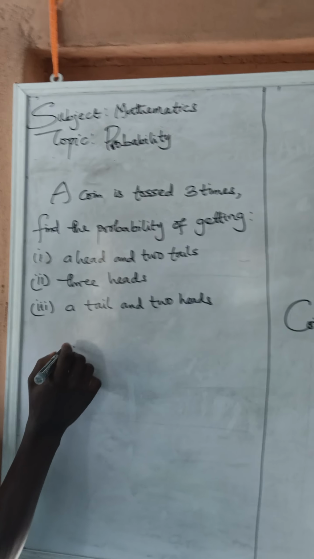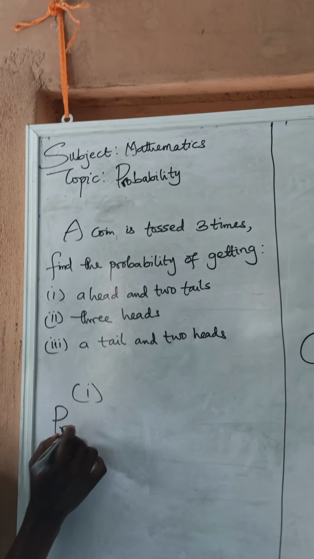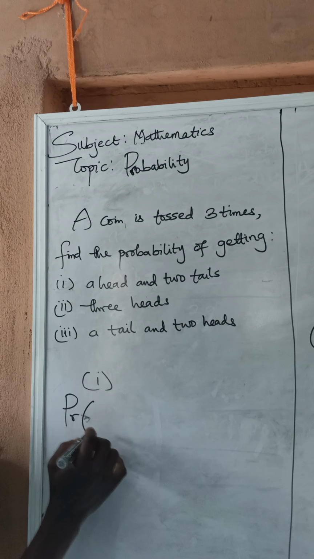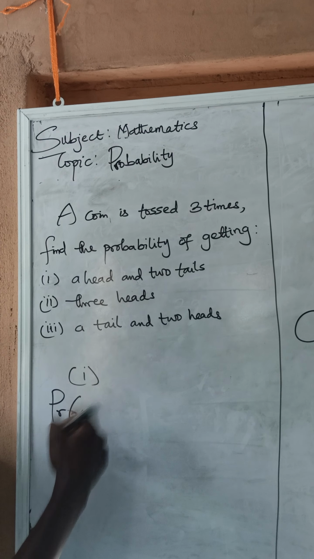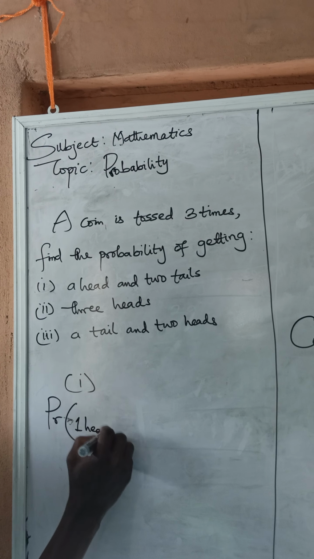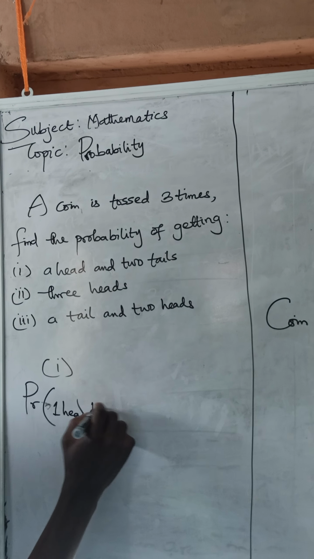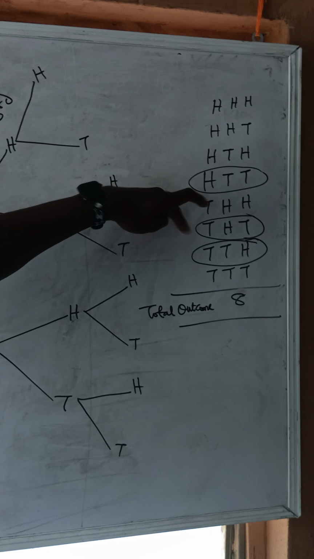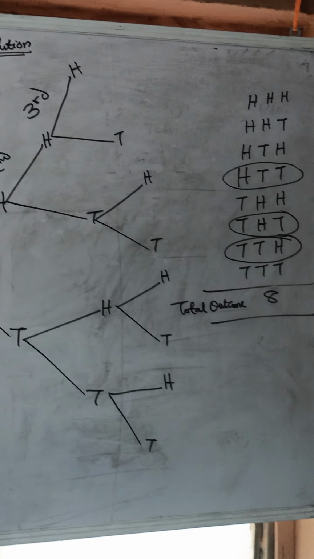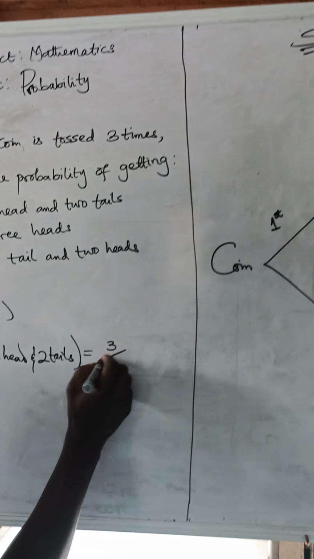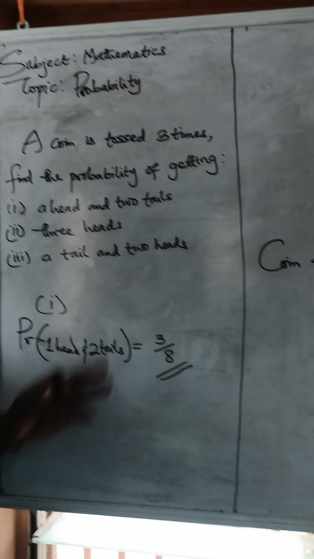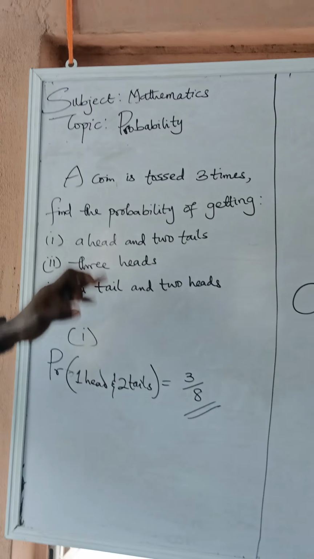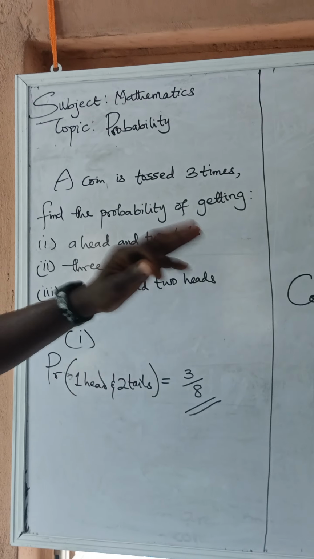So now the probability, Roman figure 1: the probability of 1 head and 2 tails equals the required outcome, 1, 2, 3, over the total outcome, which is 8. That is 3 over 8. So the probability of getting a head and 2 tails is 3 over 8.